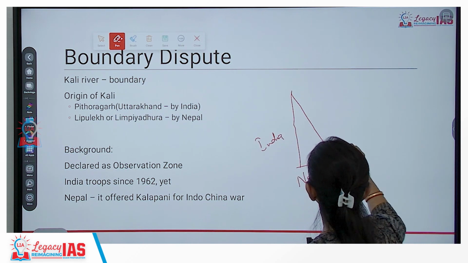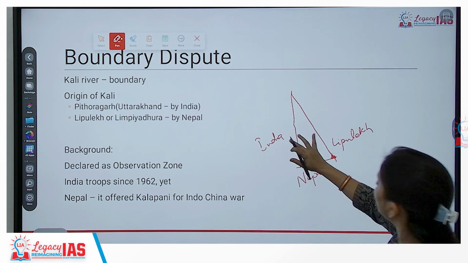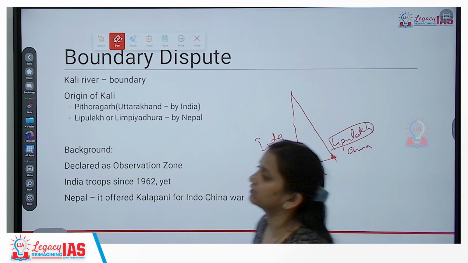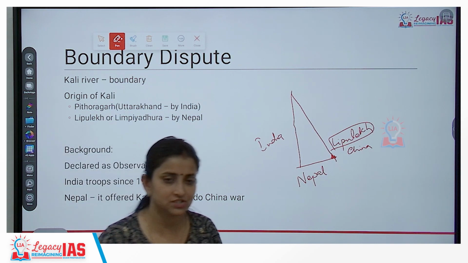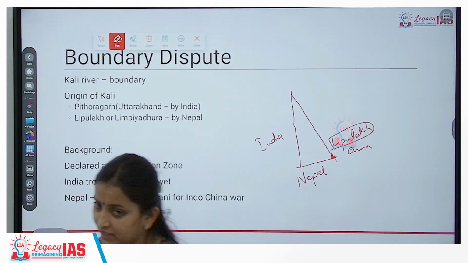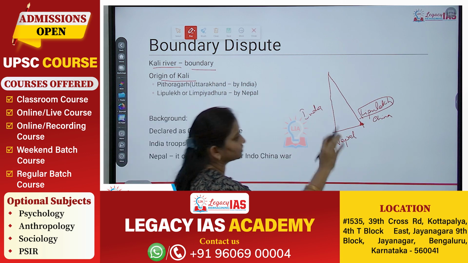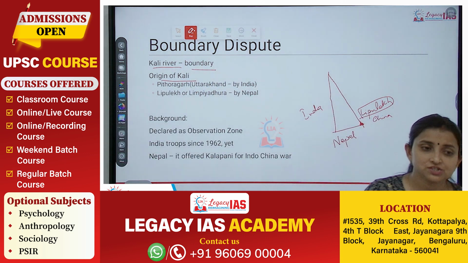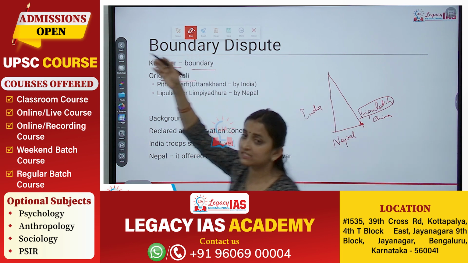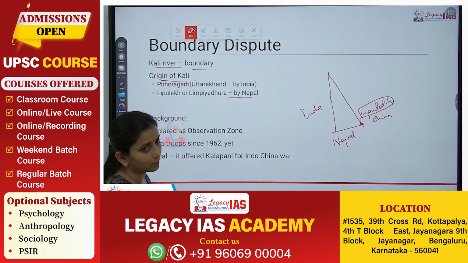This location is Lipu Lake, which is exactly at the tri-junction between Nepal, India and China. Okay? And Lipu Lake is also important because it is a strategic location, the tri-junction location, and Kailash Mansarovar Yatra crosses over through Lipu Lake junction itself. Okay? So, the origin of Kali river forms the boundary, that was the Treaty of Sugauli and there was no problem with this. But the origin of river Kali, whether it is Pithoragarh, an extended portion in Uttarakhand, or whether it is Limpiadhura, or Lipu Lake as claimed by Nepal, this has created the problem.